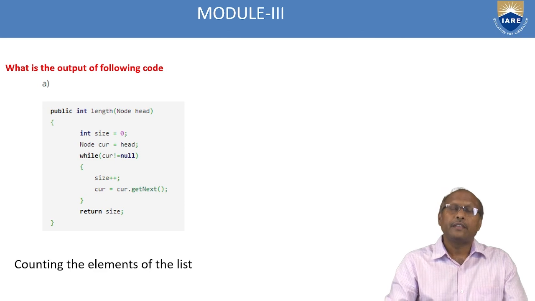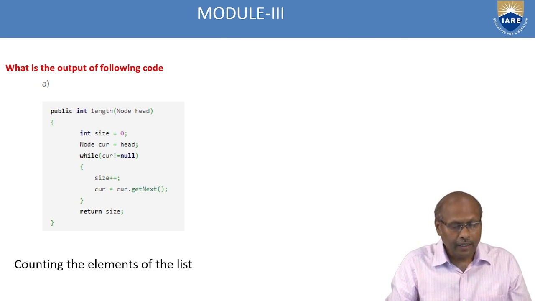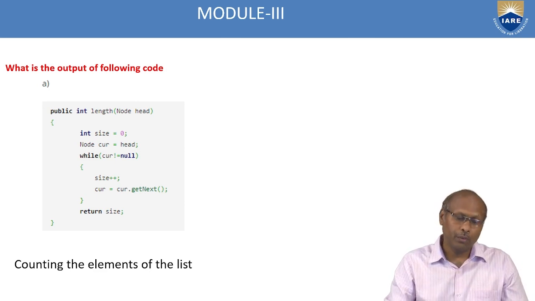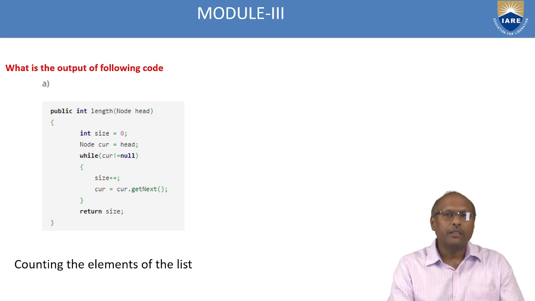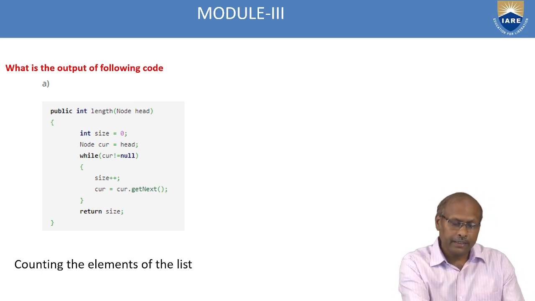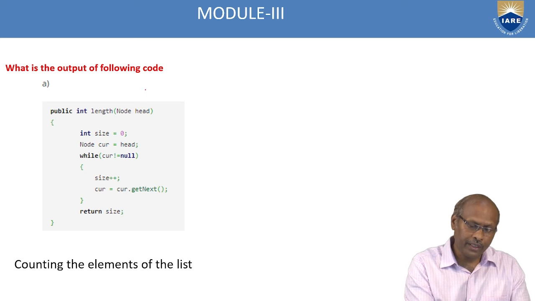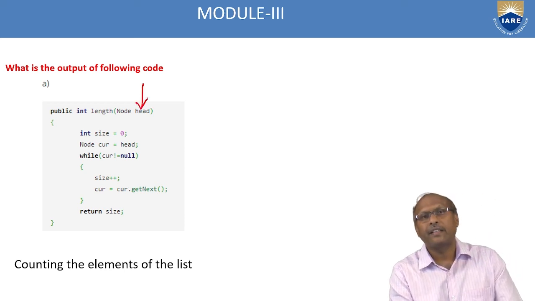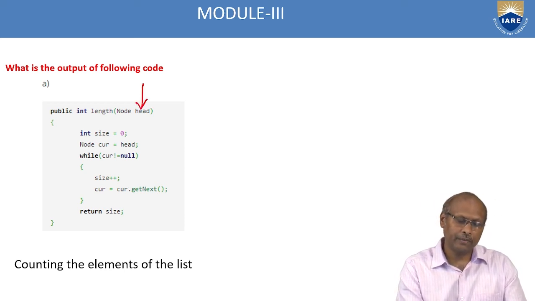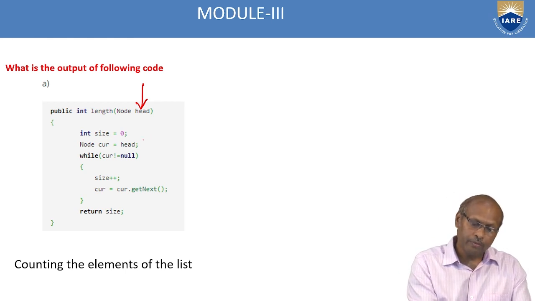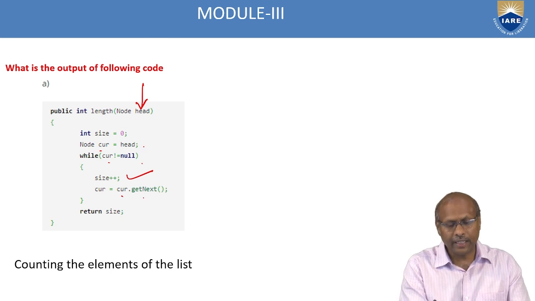Next, they may ask what is the output of the following code. What exactly does this code do? Because most of the time they will ask you to read the code and say what exactly it is doing. Now here, what is it doing? You are passing the starting node's address, that means the head pointer. Size equals 0. Current node equals head. While current is not null, size plus plus, current equals get next. That means current equals next.